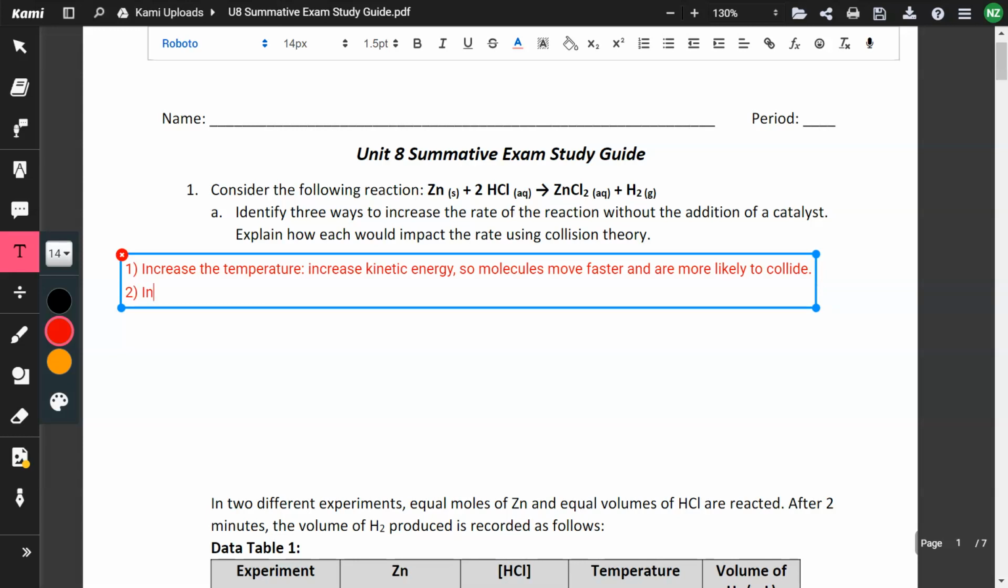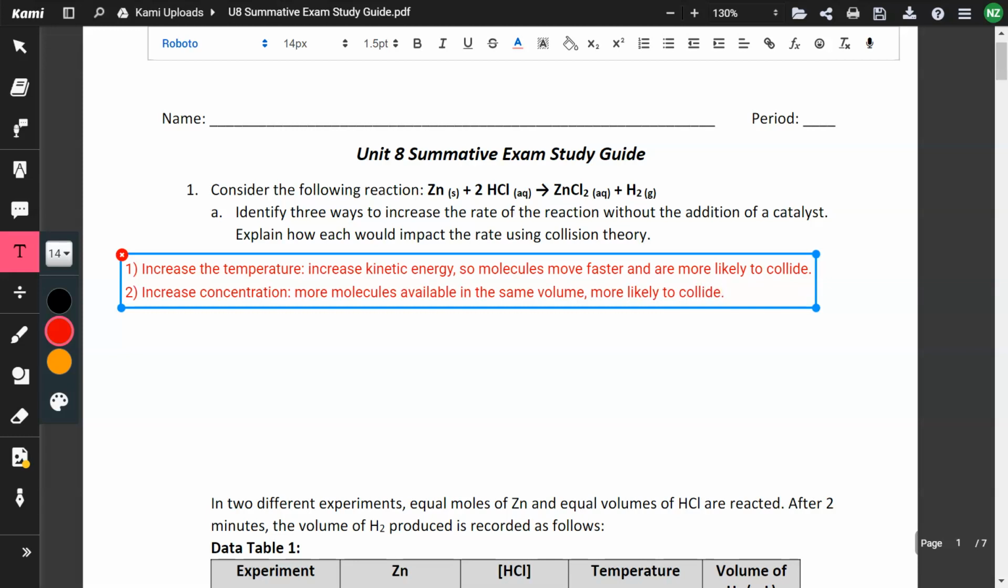The second way is to increase concentration. So if we increase concentration, there are going to be more molecules available in the same volume. So that's going to increase the chance, so more likely to collide.